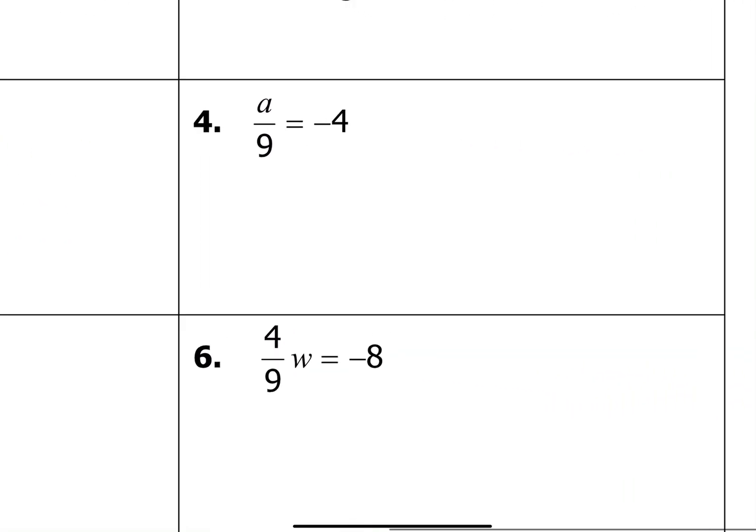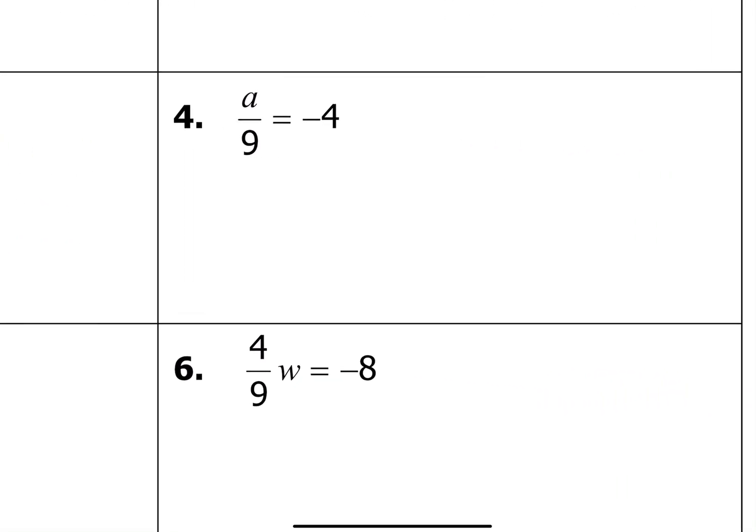Number 4, the 9 is being divided, so it's a divided by 9. To undo division, we multiply. It's an inverse operation, so I'm going to multiply each side by 9. These 9s cancel. The reason we know they cancel is if I made this a fraction and we multiplied, it would be 9a over 9, and then these 9s would cancel, right? So we get a equals negative 36.